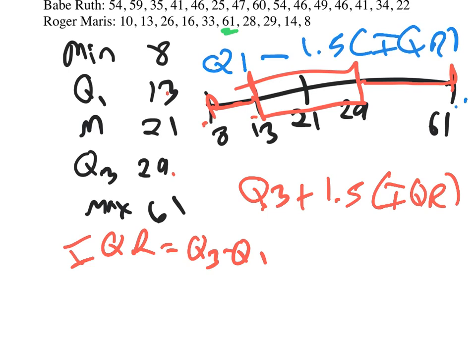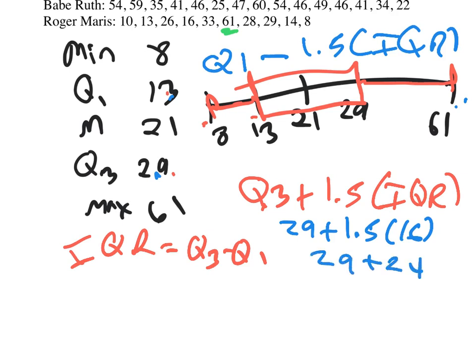So IQR was 29 minus 13. How much is that? Not all at once. 16. So Q3 was 29 plus 1.5 times 16, which means 1.5 of 16. Half of 16 is 8, so 16 plus 8 is 24. So 29 plus 24. The largest value I'd be allowed to have, and not an outlier, is 53.